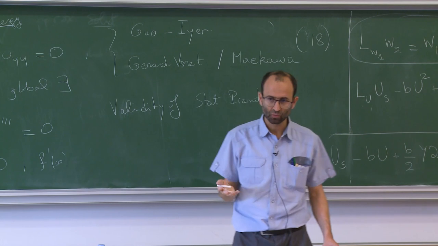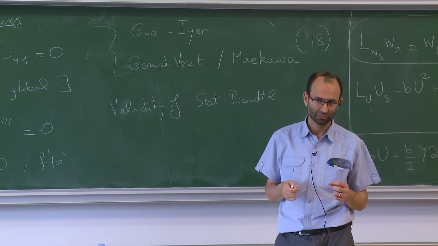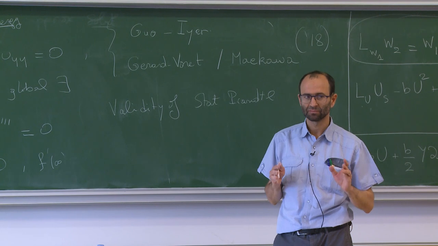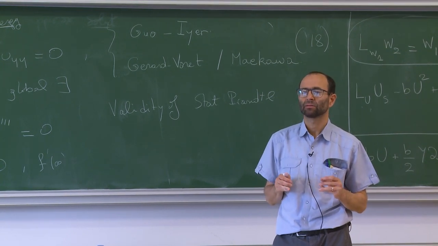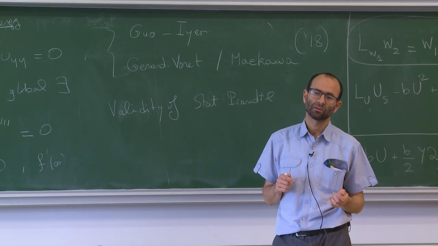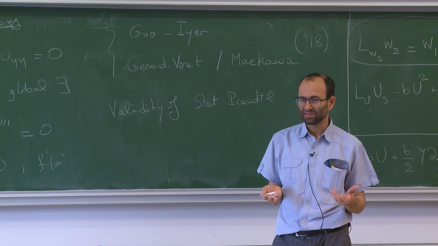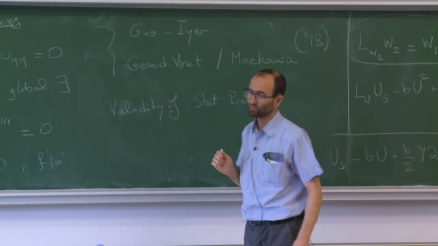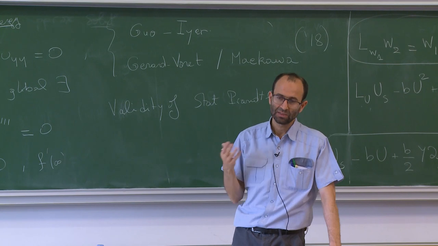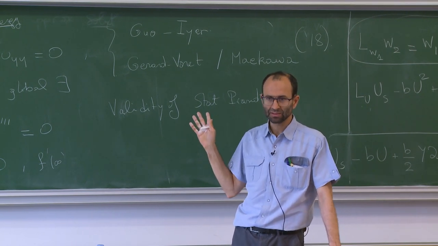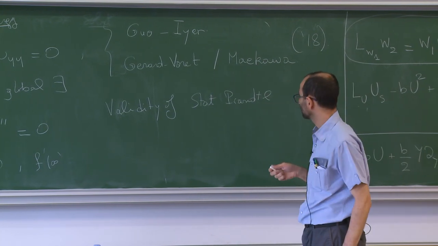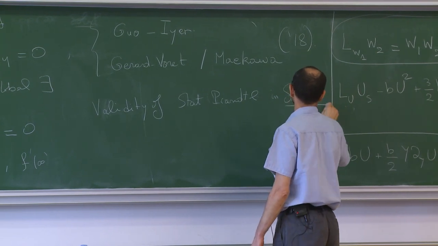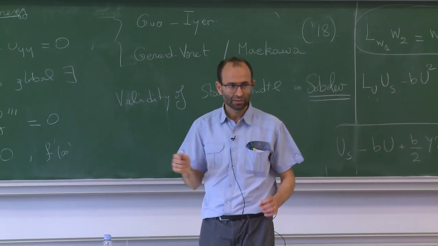Somehow the Prandtl system, we derived it based on some asymptotics. The results of convergence to Prandtl are very few. And in the evolution case, some of these results use analyticity. On Wednesday I will mention another result that I have with Gérard-Varet and Maekawa where we need Gevrey regularity. But it turns out in the stationary case, it can be done in Sobolev regularity, which is the interesting thing. So they can prove the validity of Prandtl in Sobolev regularity.